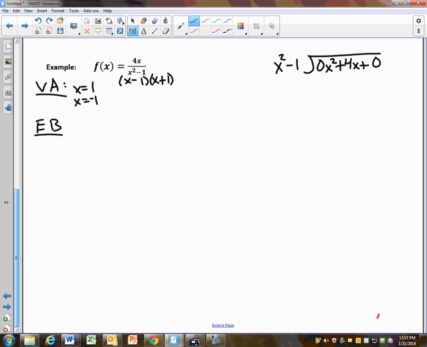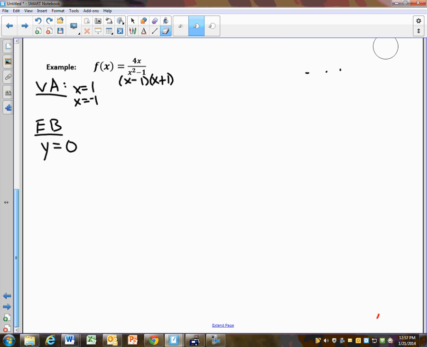What do you multiply x squared by to get 0x squared? 0. So what is your end behavior? 0. If you carried this out any further, you would just get a remainder. We find that that constant is 0, so that's our end behavior.